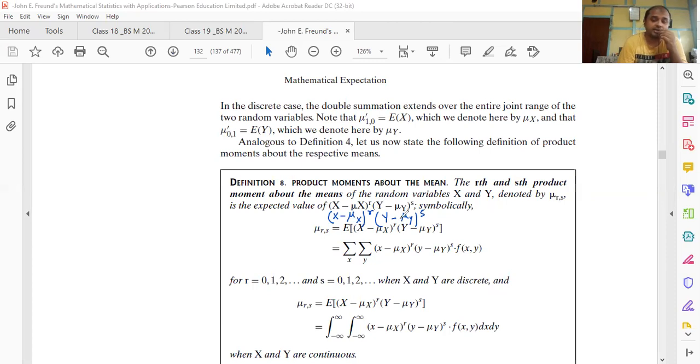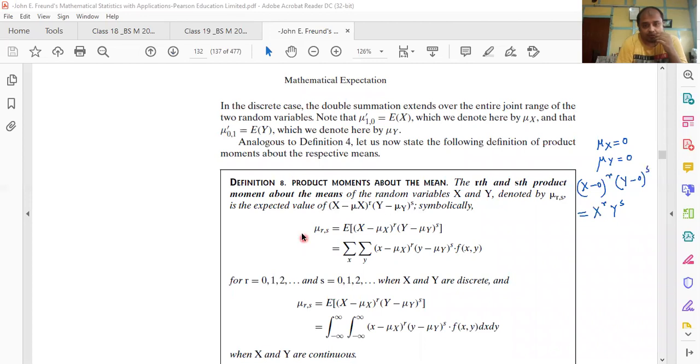For product moment about origin, the mean value was simply 0. So you can consider that the product moment about the origin is a special case of product moment about the mean, because when mu X equals 0 and mu Y equals 0, this becomes X minus 0 to the power r and Y minus 0 to the power s, which is simply X to the power r and Y to the power s. So this is the general case. The previous one is the special case.